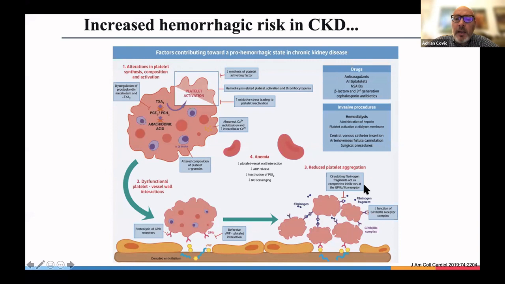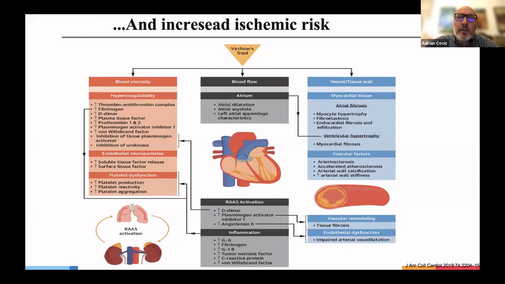And let's not forget that we are discussing drugs today, and our patients have a lot of invasive procedures as well. At the same time, there is a well-recognized increased ischemic risk. Our patients have a huge increased risk of major adverse cardiovascular events, myocardial infarction, atherosclerosis, arteriosclerosis, and sudden cardiac death. All the components of the well-known Virchow's triad are abnormal in CKD patients. So at the same time, we have a perfect storm: an increased ischemic risk and a huge bleeding risk.